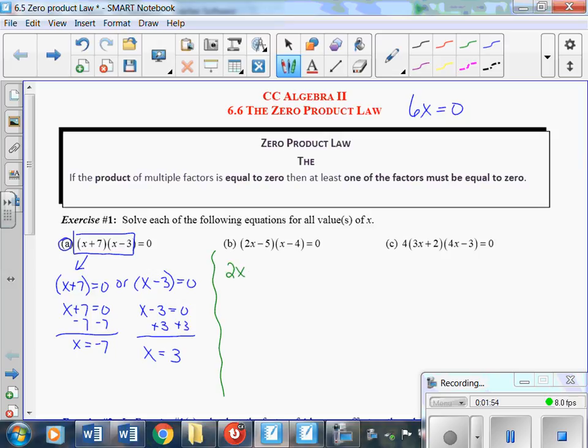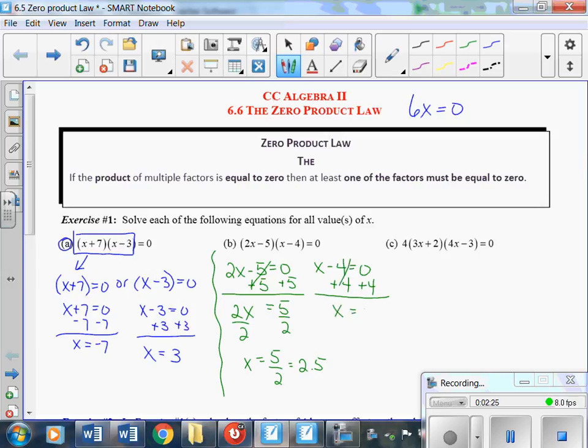So hopefully what you got was 2x minus 5 equals 0, and or x minus 4 equals 0. Now here we have to do a little bit more work because we get 2x is equal to positive 5, and then simply divide both sides by 2, and x is equal to 5 over 2. You can leave it that way, or you can write it as 2.5. And then we have our other one here where we add 4 to both sides. They cancel here, and x is equal to 4. So in this situation, our solutions are going to be x is equal to 2.5 or x is equal to 4.